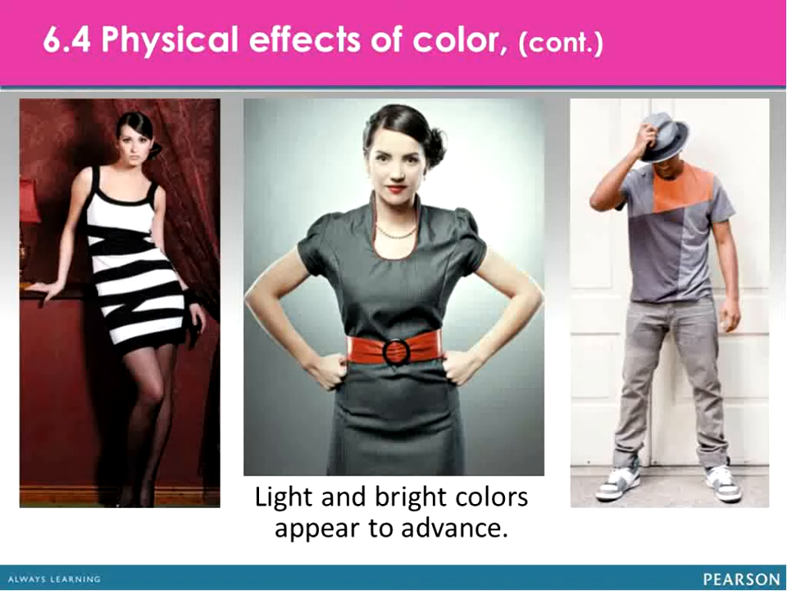All right. Here are some examples of those light and bright colors appearing to advance. Here, against the darker gray of her dress, the belt stands out. On his whole shirt here, that orange brighter color or more intense color seems to stand out and look probably larger than it actually is. Same thing on the stripes and sections of this dress. The white ones tend to look larger than the black ones.